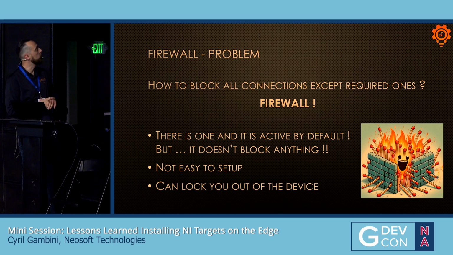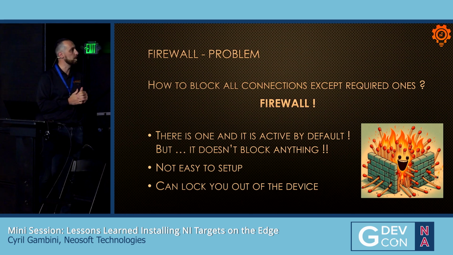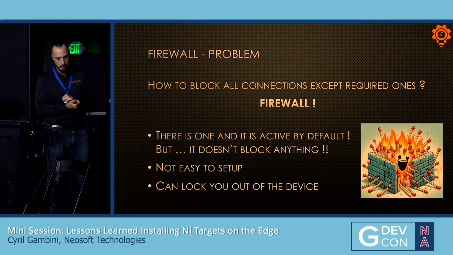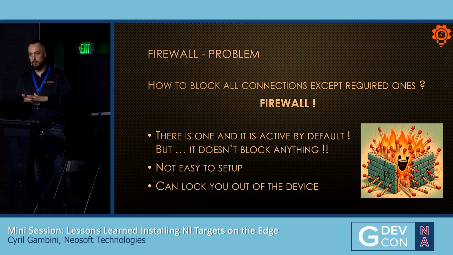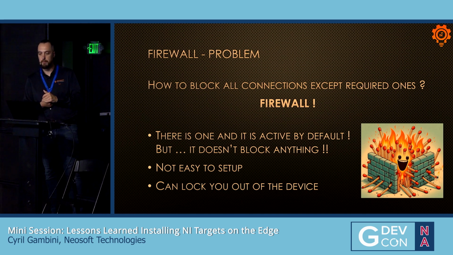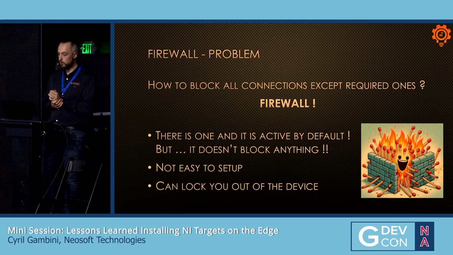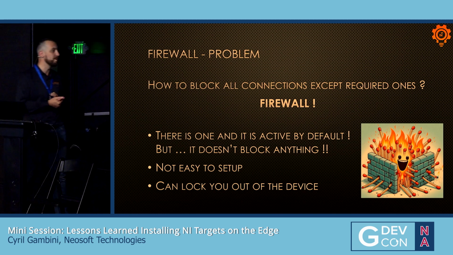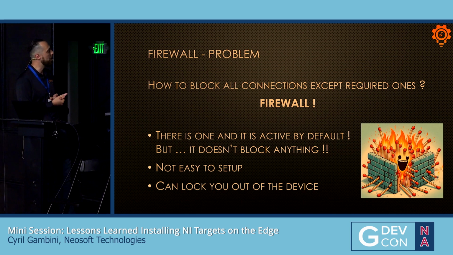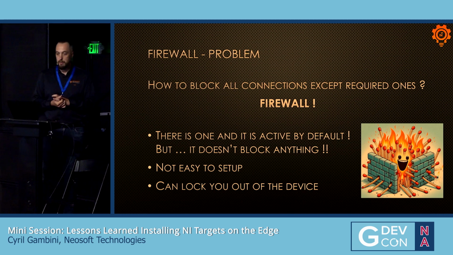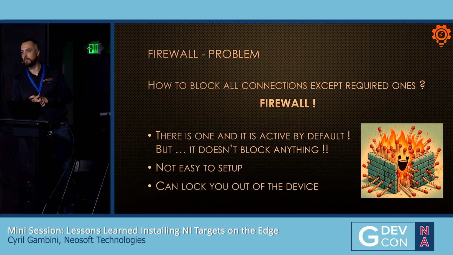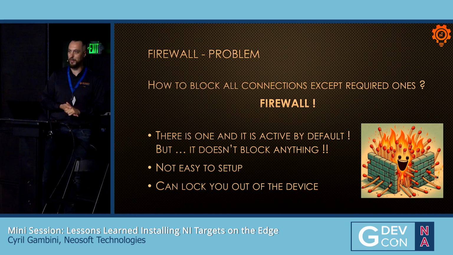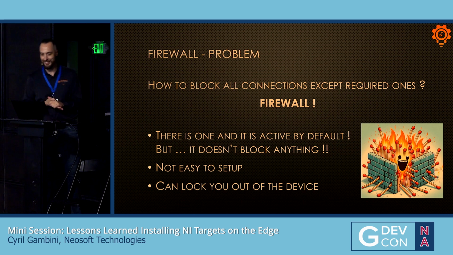Then we had to find out how to block all connections on the target except required ones. So the idea was to set up a firewall directly on the target. And good news, there is one. There is a firewall installed and active on every NI Linux RT target, but it doesn't block anything. The way it is set up, the firewall says, hey, you want to come? Come in. You're welcome.